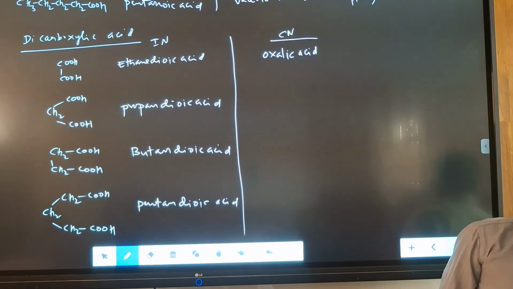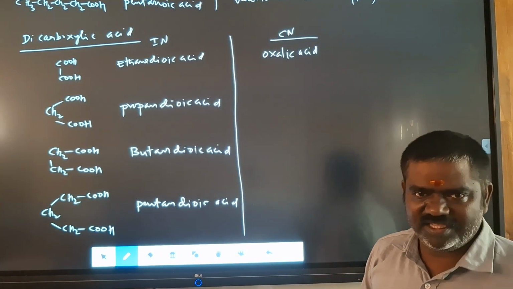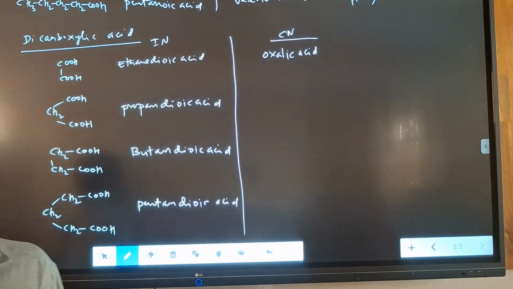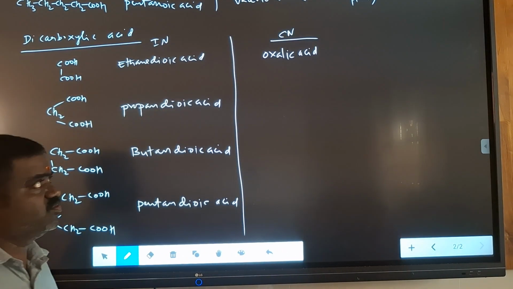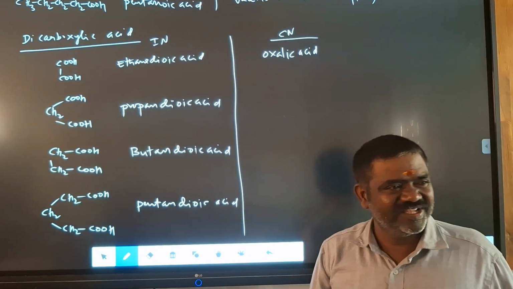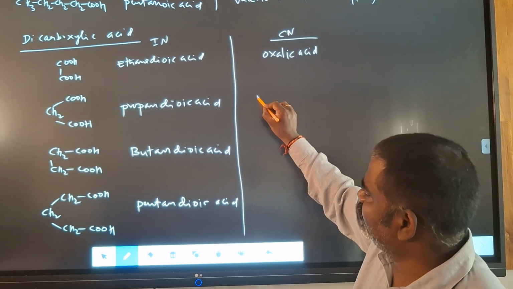Common names are very, very important. In these compounds, common names are important for objective exams. So everyone must follow the common names. Oxalic acid. What is the second one? Malonic acid.